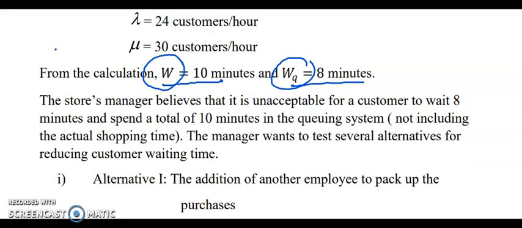The first alternative is adding or hiring another employee in order to pack up the purchases. That means hiring another employee and asking him or her to do the packing. Remember, when you're at the counter, sometimes you only have one cashier, but sometimes you have one cashier and one assistant. The assistant will assist the cashier by packing the items. So in this case, the service would be better, and it is easier for the customer.